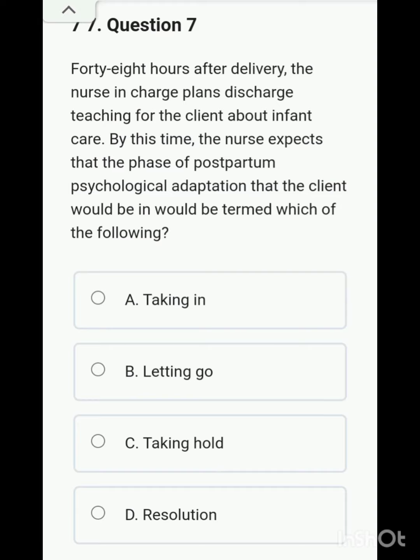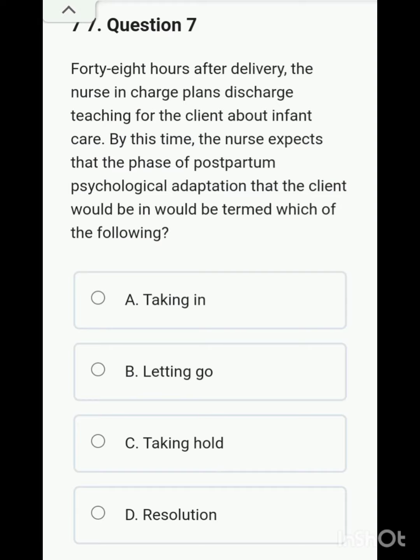Next question: 48 hours after delivery, the nurse in charge plans discharge teaching for the client about infant care. By this time, the nurse expects that the phase of postpartum psychological adaptation that the client would be in would be termed which of the following. While the mother is ready to get discharged from the ward along with the newborn baby, what is her attitude supposed to be? Option A taking in, B letting go, C taking hold, and D resolution.